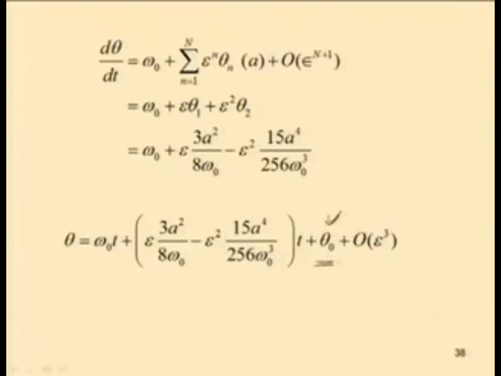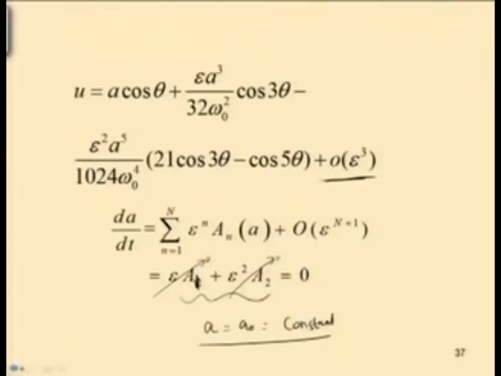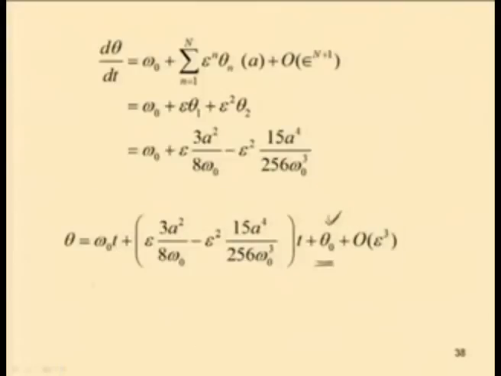From the initial condition one can get a 0 and theta 0, and one can write the final expression of the system in this form, that is u equal to a cos theta plus epsilon a cube by 32 omega 0 square cos 3 theta minus epsilon square a to the power 5 by 1024 omega 0 fourth into 21 cos 3 theta minus cos 5 theta, where theta equal to this. So, in this way, by using this KBM method, that is Krylov, Bogoliubov and Mitropolsky method, one can find the solution of a nonlinear equation.